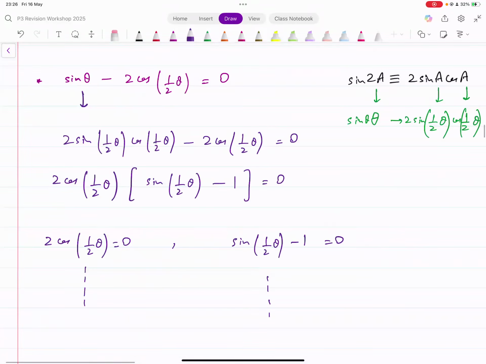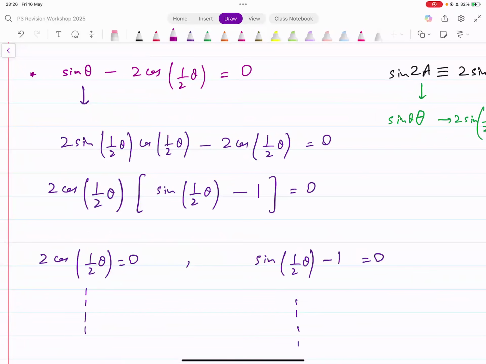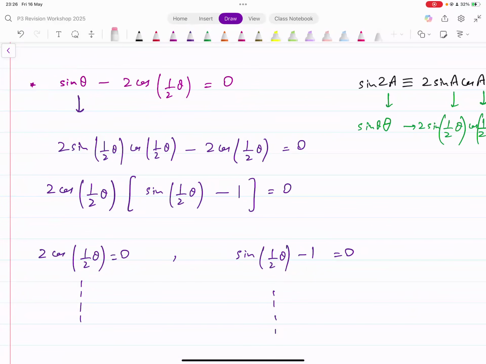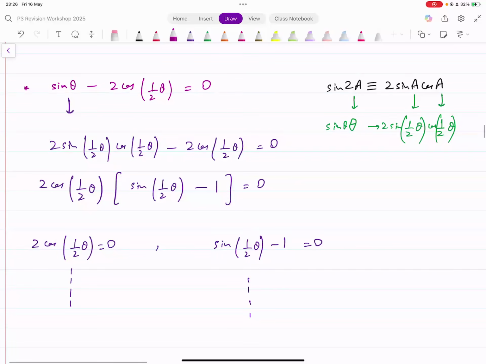For example, this is an actual question. If I remember correctly, if you have sine theta minus 2 cos half theta equal to 0, and you want to solve this equation, how do you do that? You've got half theta angle here. One way to do this could be that since you want the same angle, right? For solving any equation, we want the same type of angle. Now, this is theta, this is half theta. So we either have to convert this half theta to theta, which is more complicated, or we convert theta to half theta. So that's what we do.